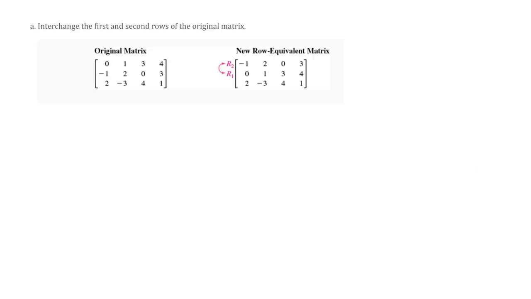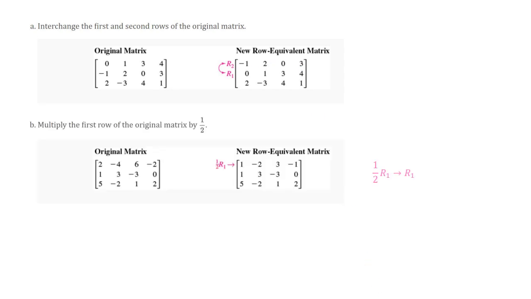Okay, so let's look at these operations. It says interchange the first and second rows of the matrix. That's probably the easiest operation, because all we're doing is rewriting the original matrix by switching the 2 rows. So my first row here, 0, 1, 3, 4, I'm going to write as my second row, 0, 1, 3, 4. And my second row, I'm going to write as my first row, so negative 1, 2, 0, 3. So that's how that interchange of rows works.